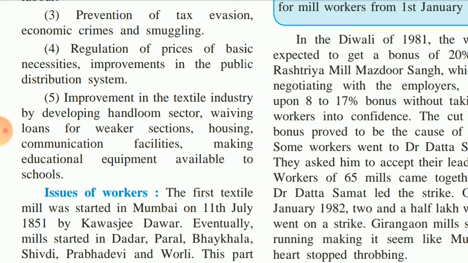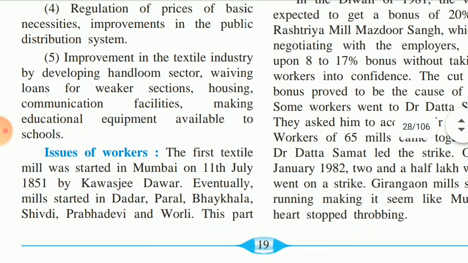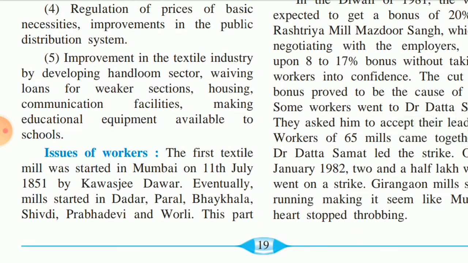Number 5: improvement in the textile industries by developing the handloom sector, weaving looms for weaker sections, housing, communication facilities, and making educational equipment available to schools. All such things were given priority during the 20-point program. In this way the country wanted to develop further, and hence these 20-point programs were implemented at that time.